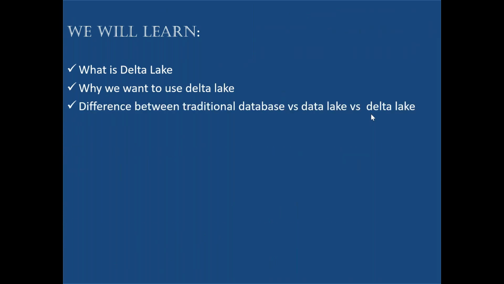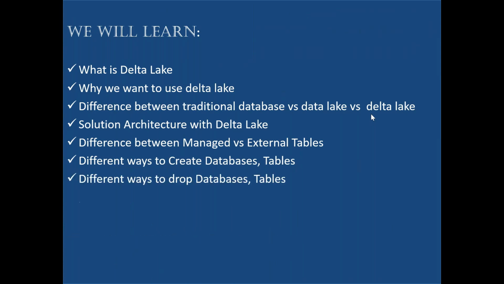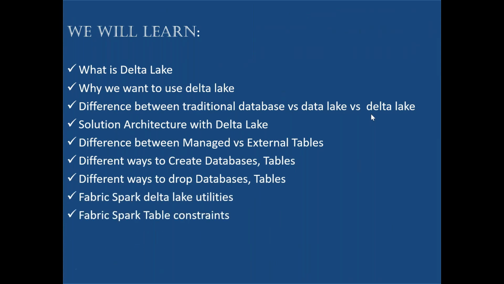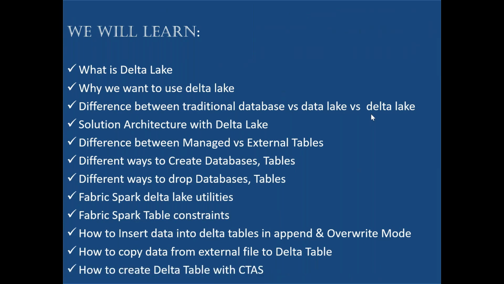So first let's understand, we will learn today what is Delta Lake, why we want to use Delta Lake, the difference between traditional database, how the industry has changed from traditional database to data lakes, then Delta Lakes we will see, then solution architecture with the Delta Lake, difference between managed versus external table, different ways to create databases and tables, different ways to drop databases and tables, Fabric Spark Delta Lake utilities, Fabric Spark table constraints, how to insert data into Delta tables in append and overwrite mode, how to copy data from external file into Delta table, how to create Delta table with CTAS. These things we'll be discussing in today's session team.